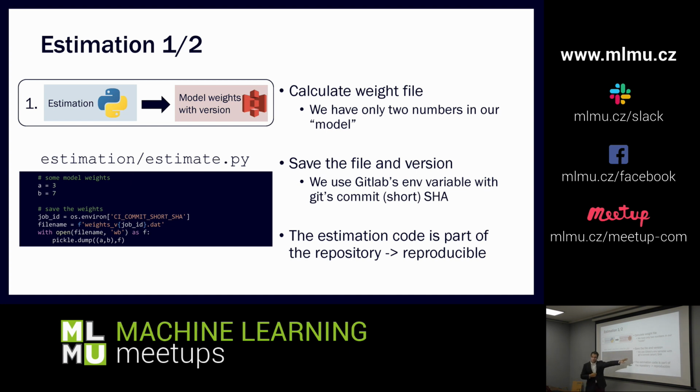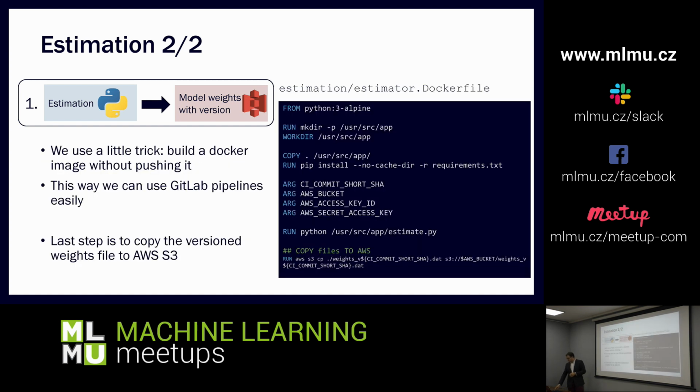This is not something I'm using at work. This is not what we do, but it's a trick to keep versioning simple, be able to show it, and nicely show it in the pipelines and not to play around with some versioning scripts. So this is the estimation.